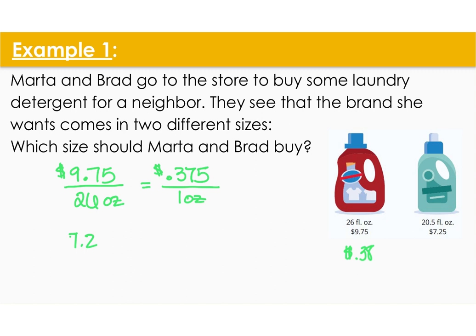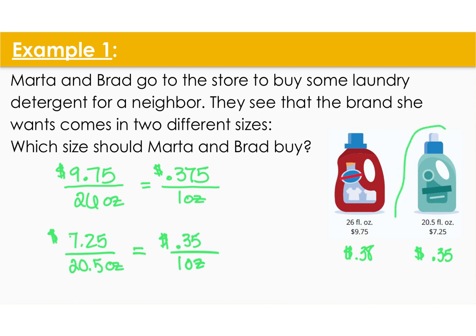Now let's do the blue. So $7.25 for 20.5 ounces. And that is 35 cents per 1 ounce. So this one is 35 cents. Which one should we buy? Well, the blue one is cheaper per ounce, so I would buy that one.